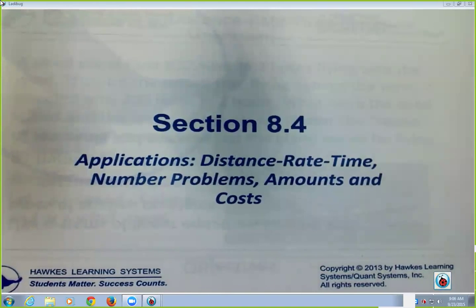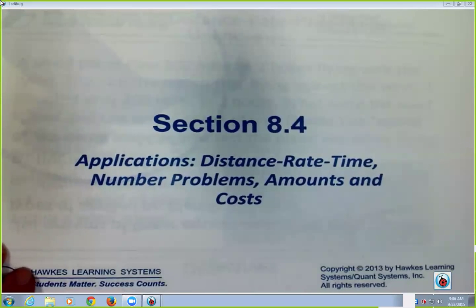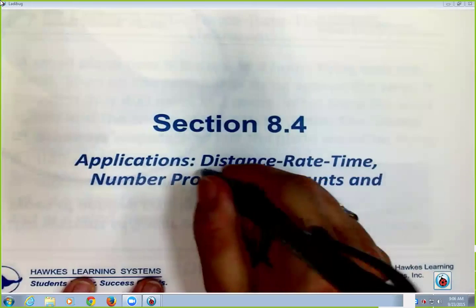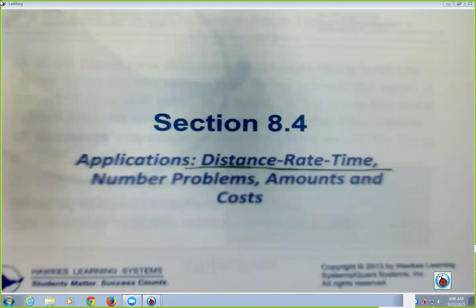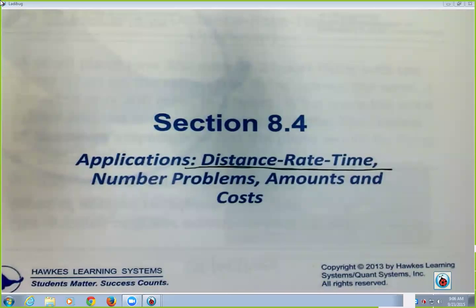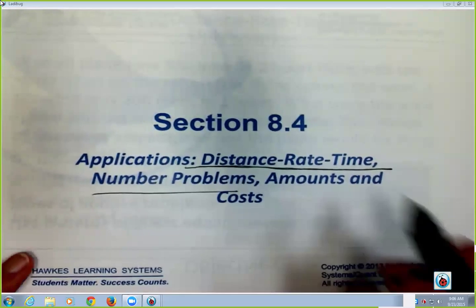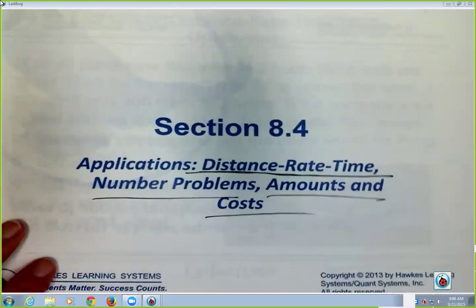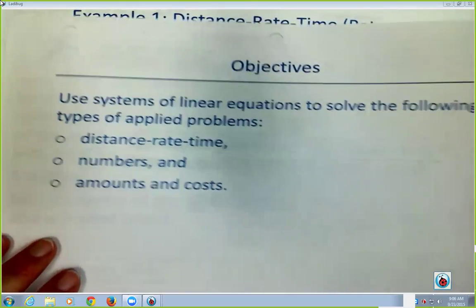8.4 is looking at story problems. The whole section is story problems, just your favorite friends that you guys really like. These are going to be dealing with distance, rate, and time, but what makes them nice is we're no longer stuck with one variable. My basic algebra group today is stuck with one variable, and they're doing story problems too, so theirs is a little different than yours. And then there's number problems, and then there's amounts and cost.